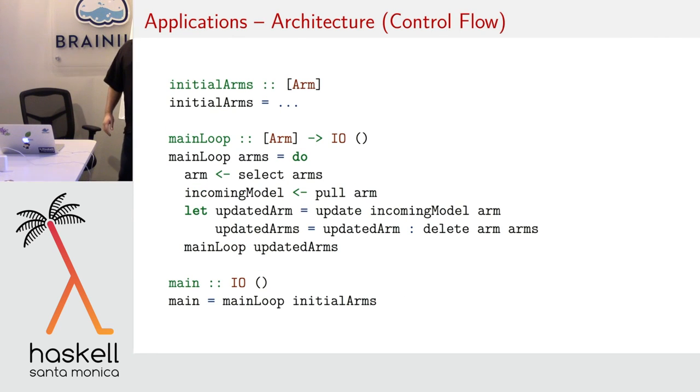We have some initial arms. Our main loop is very similar to the main loop in our other program. And main calls main loop on the initial arms. So this will take our arms, it'll select one, we'll pull that arm and get an incoming model. We'll update that arm, we'll pull it off of our original list and then put the updated one in its place, and then we'll recurse.